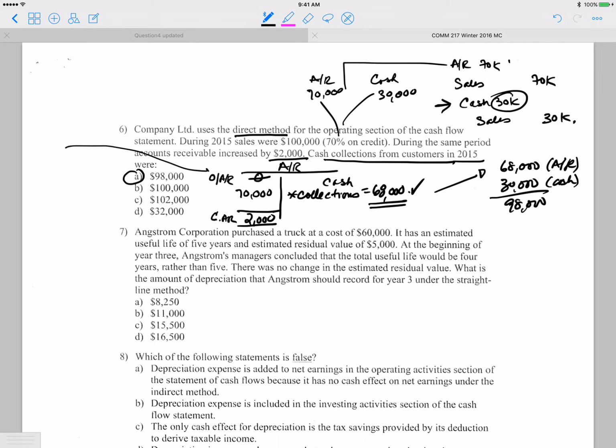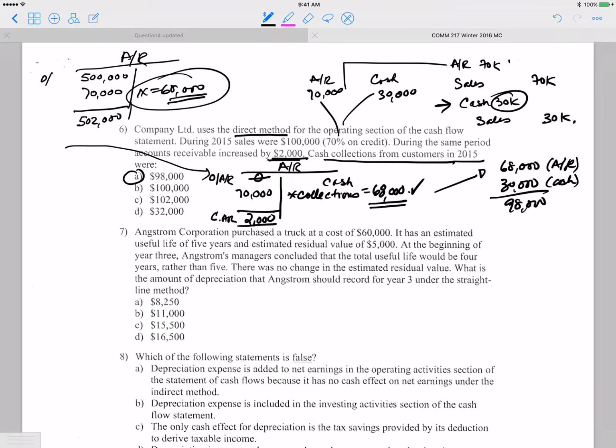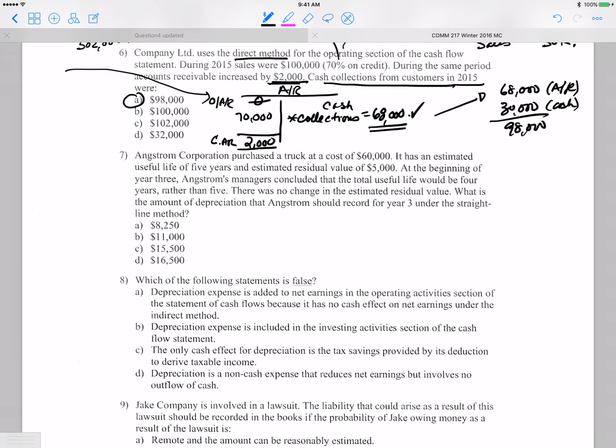And just a little aside here, if you use any two numbers, as long as the difference is 2,000, which means as long as the closing balance is greater than the opening balance by 2,000, you'll get the same answer. So let's just assume my opening balance was 500,000. If my AR increases by 2,000, that means this is going to be 502,000. X is still $68,000. So any two numbers is going to get you this amount of $68,000. So that's it for number 6.